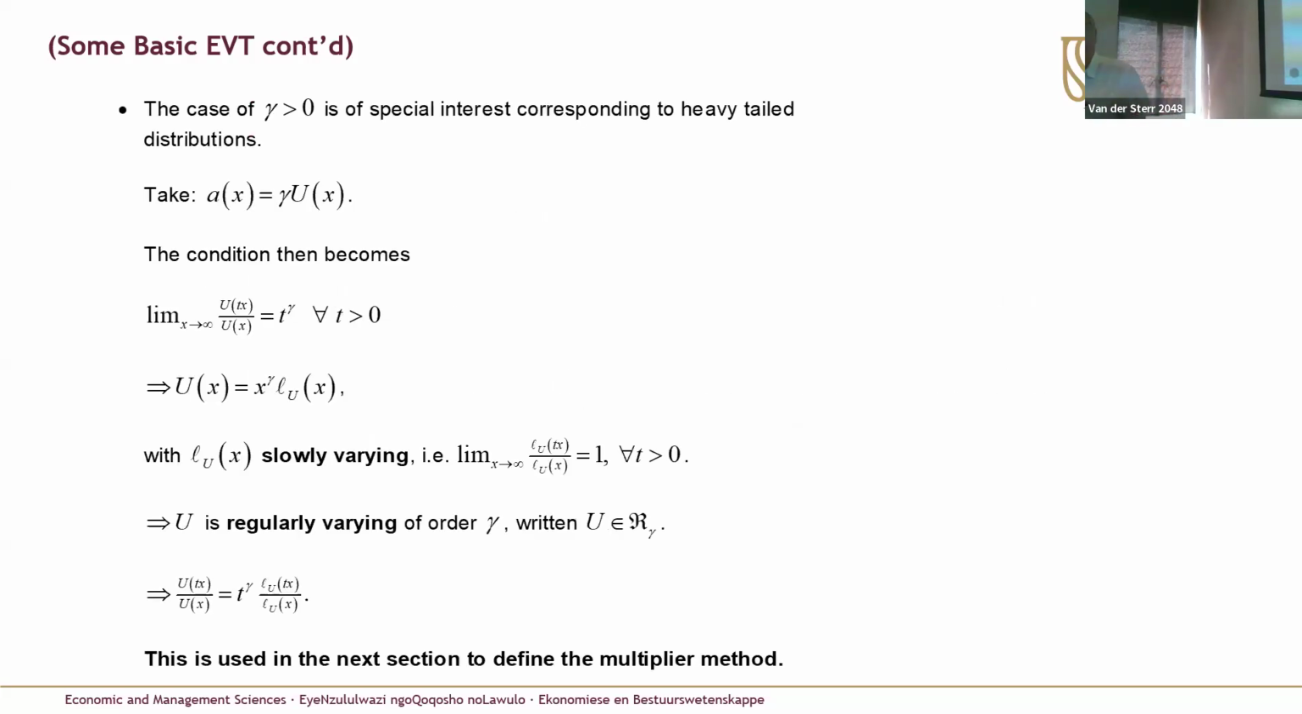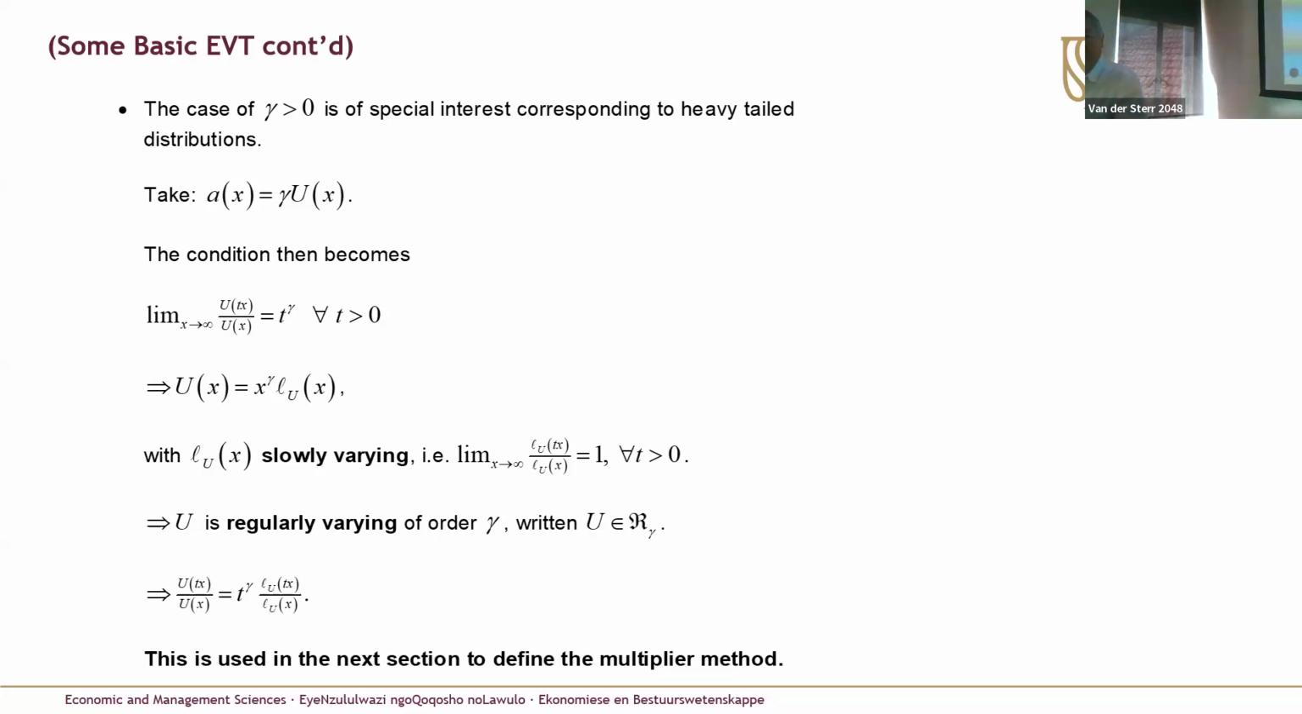Okay, for gamma positive, as I said, things become much nicer. And keep in mind that positive gamma means heavy tail distributions. And often we're interested in financial applications in heavy tail distributions, in which case a(x) has a nice form. We can choose a(x) as gamma times U(x), gamma times the tail quantile function. And that means that if we take U(tx) over U(x), remember in our basic condition, the limit of that is t to the gamma.